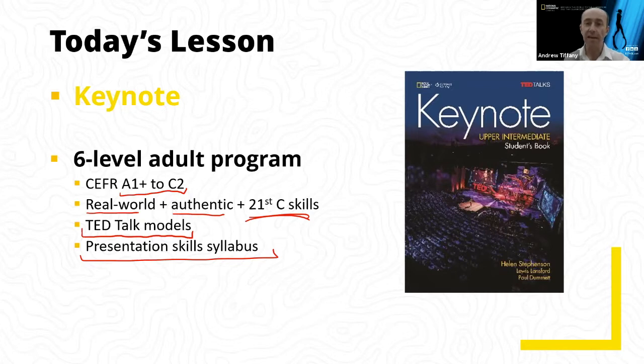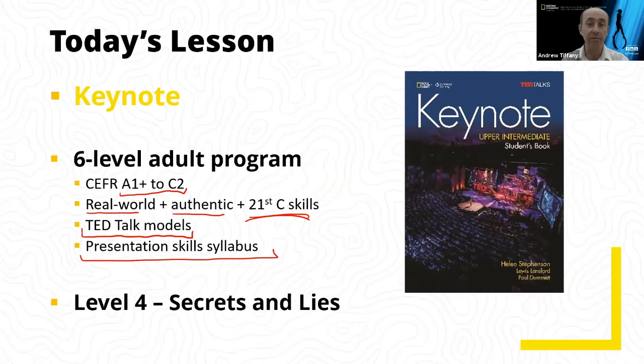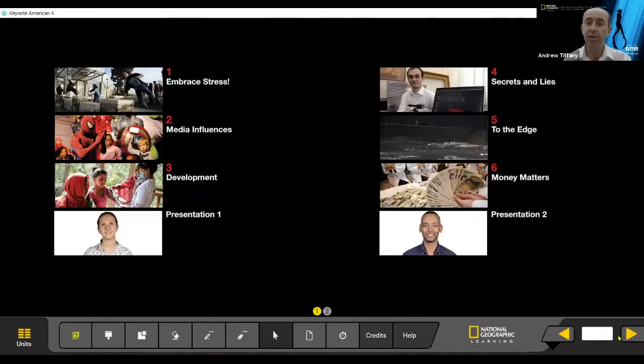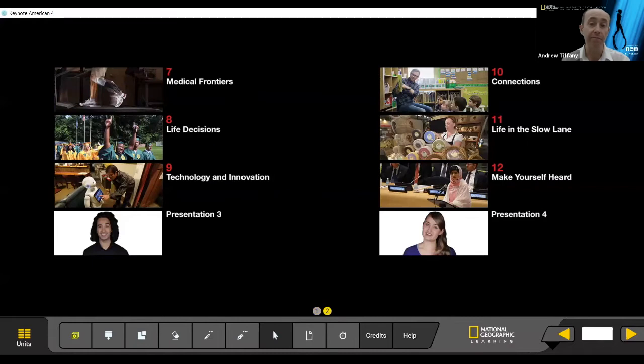Great. So let's take a look at what we're actually looking at today. It's going to be Secrets and Lies, which comes from level 4, which means it's around the B2 level, upper intermediate level. So let me jump to that now by switching screens again. And I'm going to the classroom presentation tool. And so here we can see, just quickly before we get started, the different parts of the level. We've got 3 topics and then a presentation section. This is where the students learn presentation skills. Then 3 units and presentation skills, and then same for the second half of the book as well.